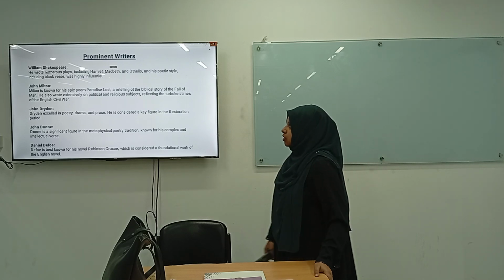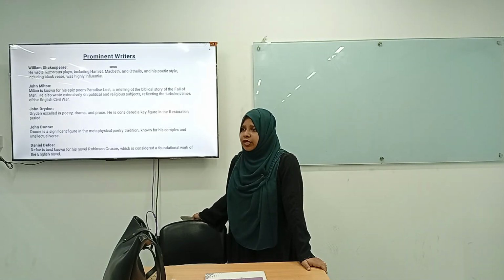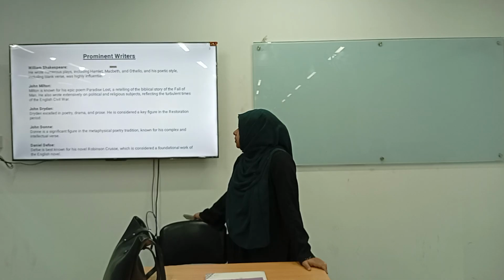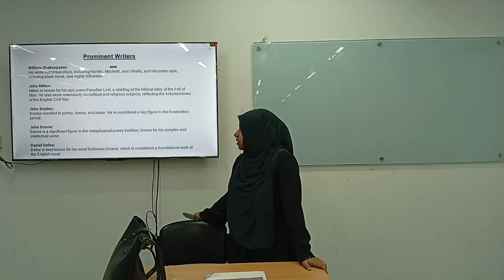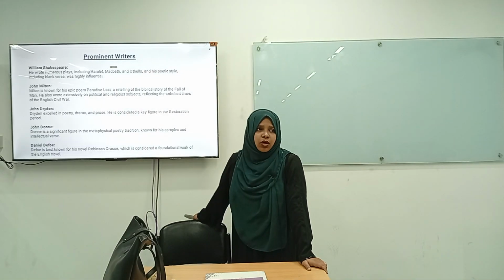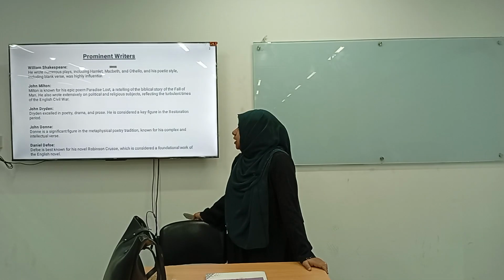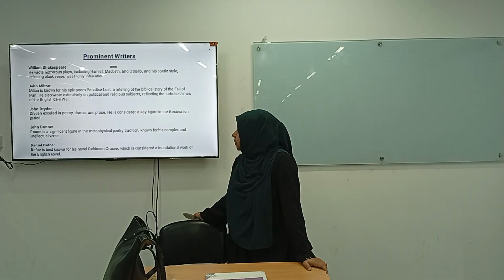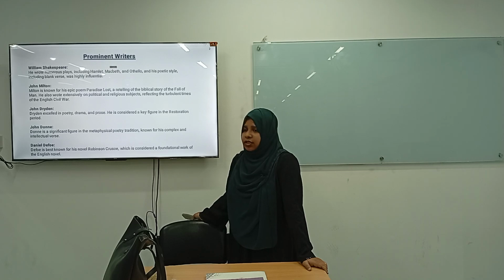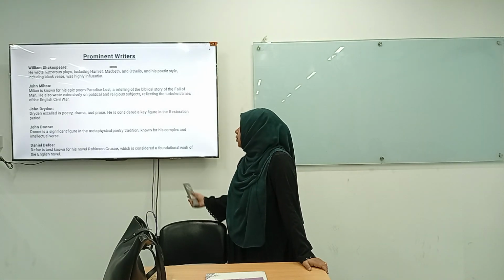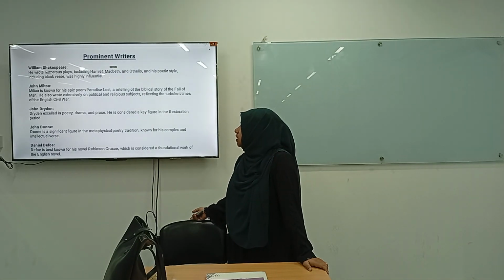Prominent writers include William Shakespeare. Shakespeare was at the early part of the 17th century. And then John Milton, who wrote Paradise Lost and Paradise Regained, two of his masterpieces. And then come John Dryden, John Donne, and Daniel Defoe. Okay, these are the prominent figures.